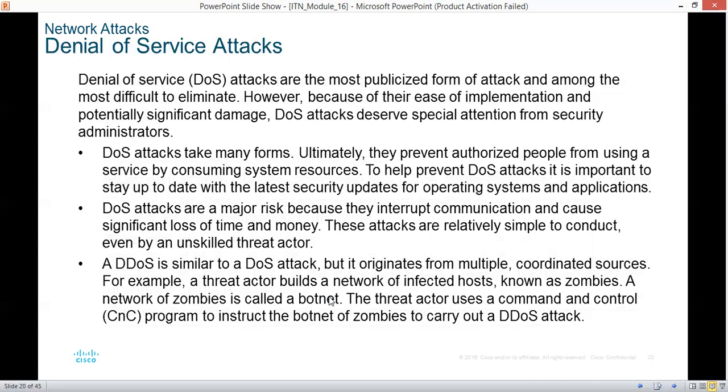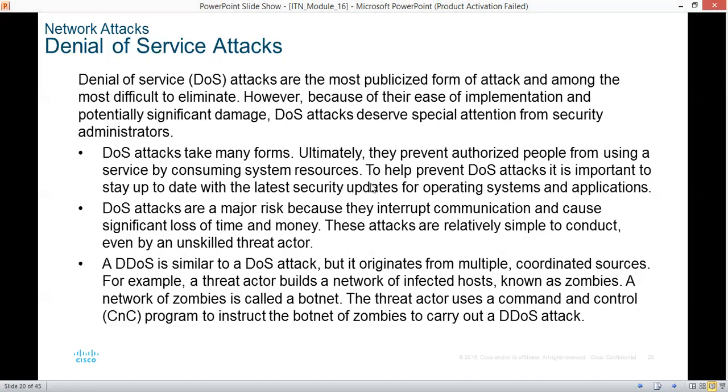And then denial of service, which is the DOS attack, the most publicized form of attack and among the most difficult to eliminate. However, because of their ease of implementation and potentially significant damage, the DOS attacks deserve special attention from security administrators. The DOS attacks take many forms. Ultimately, they prevent authorized people from using a service by consuming system resources.